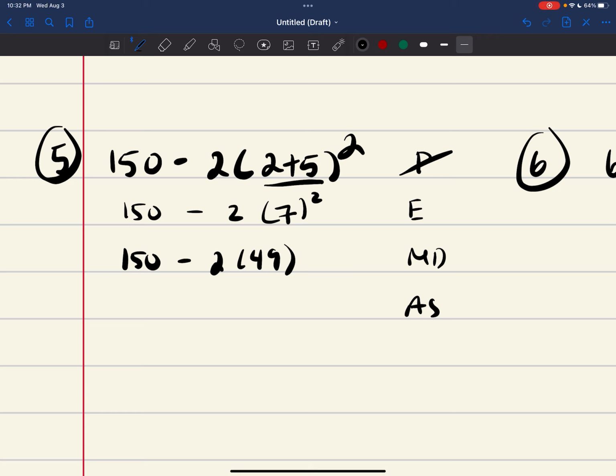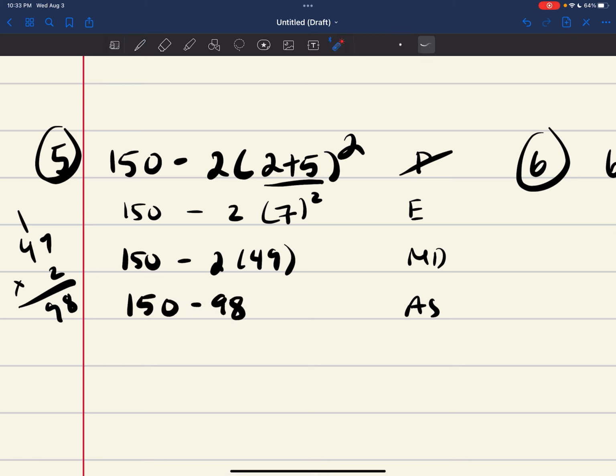All right, so I have 150 minus 2 times 49. What is 49 times 2? I'm not good with arithmetic in my head, so I have to do this. So that's going to be 98. So I have 150 minus 98.